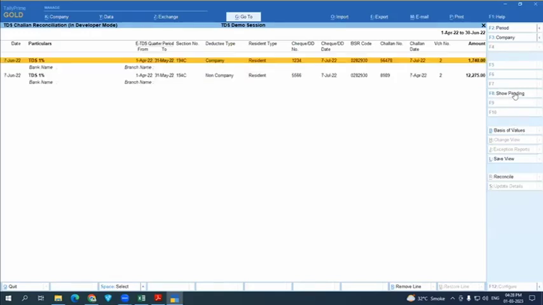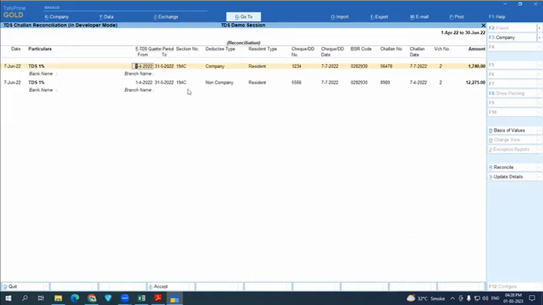Show all, you have to press here. And see here, Tally is asking you for which quarter you are doing this challan. I am putting here reconcile. So Tally is giving you an option here. Payment is done by 7 June, but you can put here, only use this Challan for 1st September to 31st December. Correct. So that is the option given by Tally, don't worry.